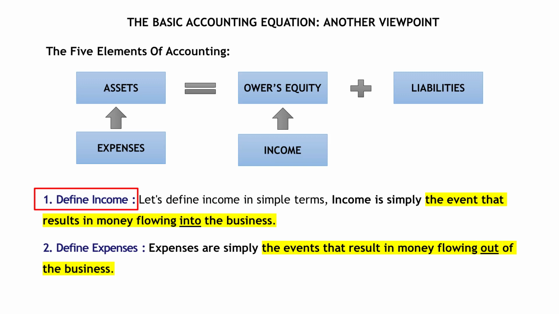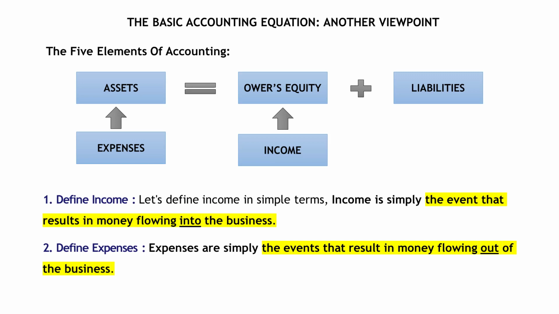Income is simply the event that results in money flowing into the business. Income is actually not the money itself. Money is a separate thing, an asset. One could think of income as the reason for the inflow of money, or the actions that were done to cause the money to flow in. That is the income. This should become clearer as we go through the examples below.